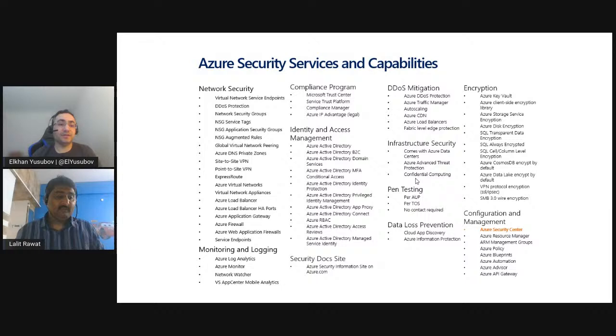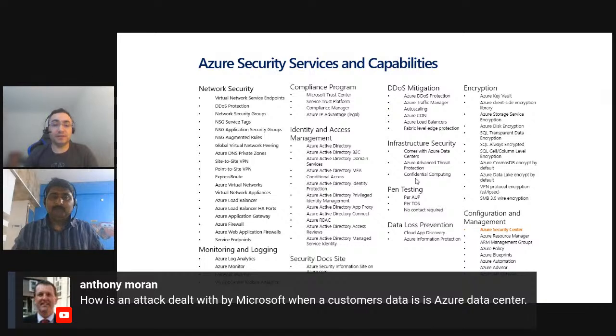A question here, Lalit. Sorry, there's a question from Anthony, and I'll bring that to the studio. He asked how Microsoft deals with an attack if a customer's data is under attack and that data is in an Azure Data Center. Can you just repeat your question? I just missed it. How is an attack dealt with by Microsoft when a customer's data is in an Azure Data Center?